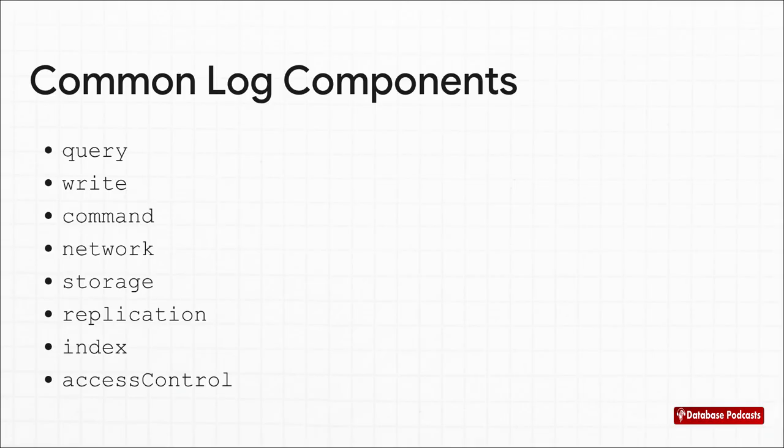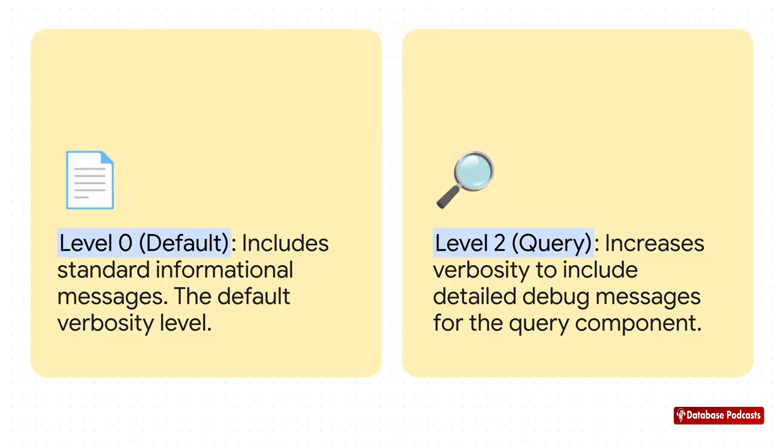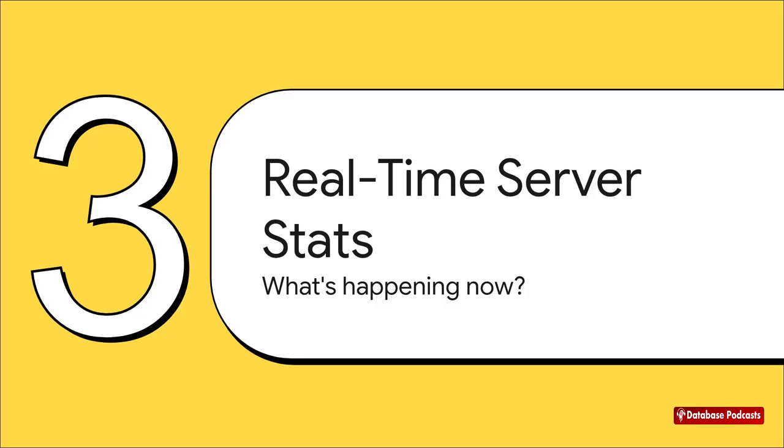It's awesome. And here's where you really see the practical power of this. At the default, level 0, your log is pretty quiet. But let's say you're debugging a slow query. You can crank up the verbosity for just the query component to level 2, and bam! Suddenly your log just lights up with all this rich detail about every query plan, and you don't get all that extra noise. Okay, so logs are fantastic for looking into the past.